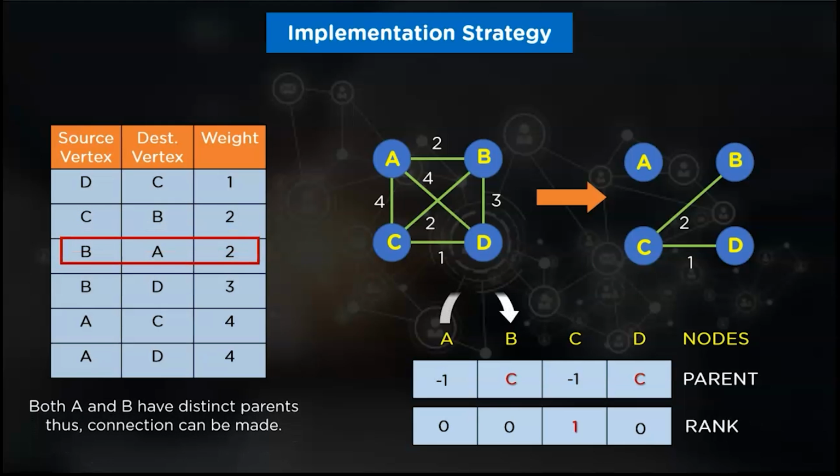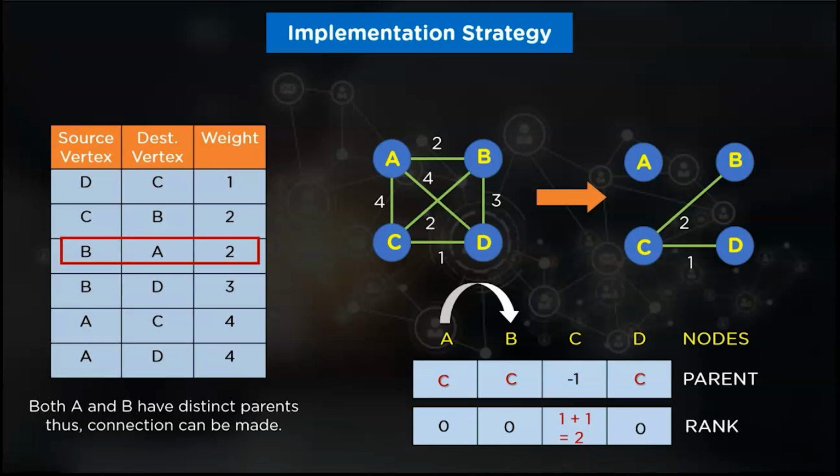Next up is edge BA with the weight value 2. Now the parent value for node A is -1 and the parent value for node B is C. So both of them have distinct parent values, which implies that we can establish a connection between them. For that purpose, we'll have to update the rank field. And as the parent of node B is node C, the rank of C will definitely increase by 1.